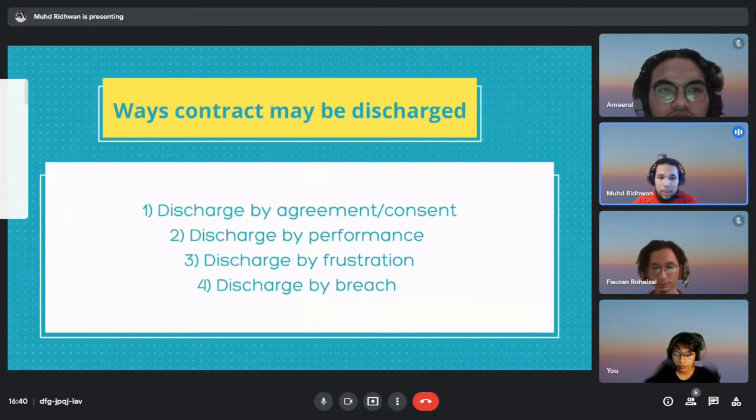So these are the ways a contract may be discharged. There are 4 ways a contract may be discharged. First is discharge by agreement or consent. Second one is discharge by performance. Third one is discharge by frustration. And last but not least is discharge by breach.